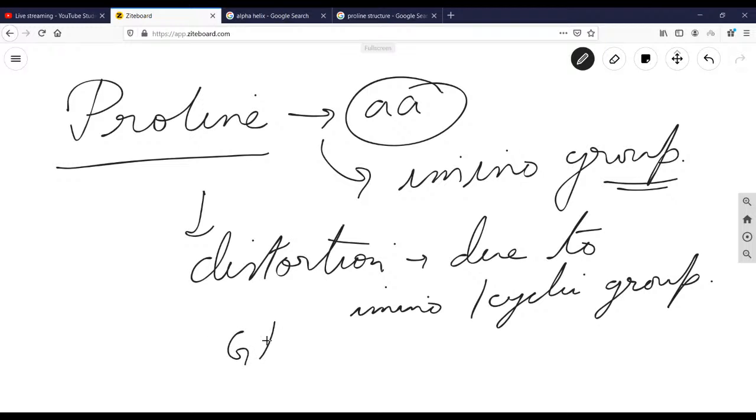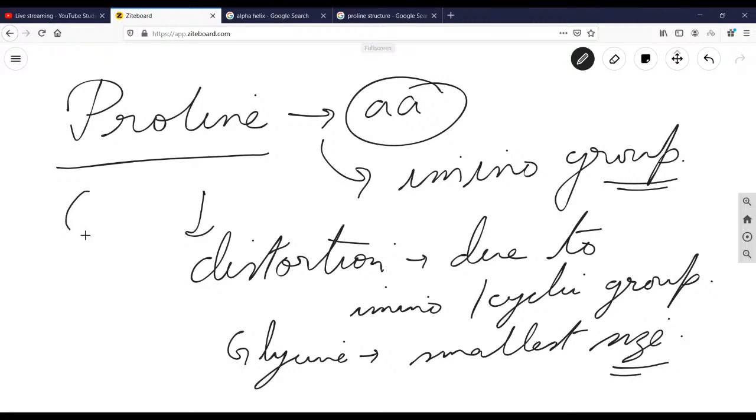And glycine is the smallest amino acid, it causes sharp turns. Because of its small size, it is very easy to cause a turn. These turns can be easily taken by accommodating glycine. So these questions can be asked at max in the NEET examination, not more than that, in the alpha helix.